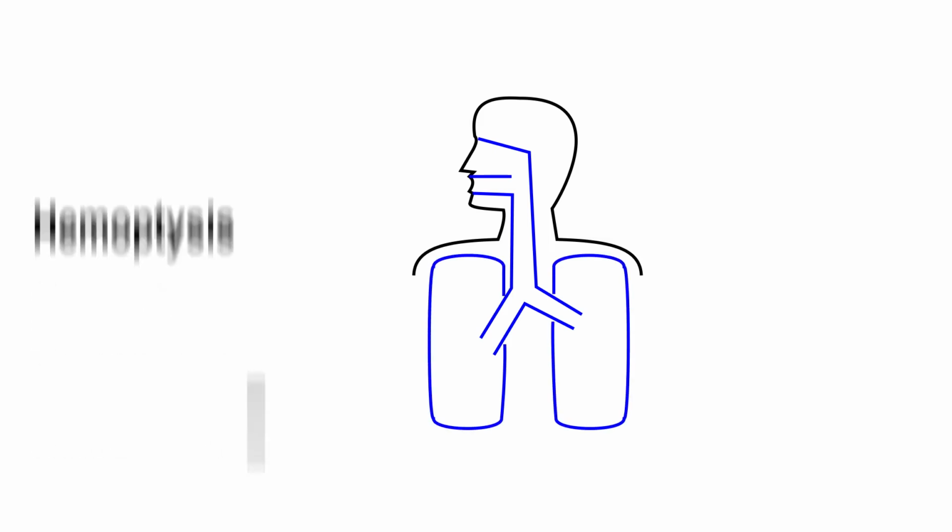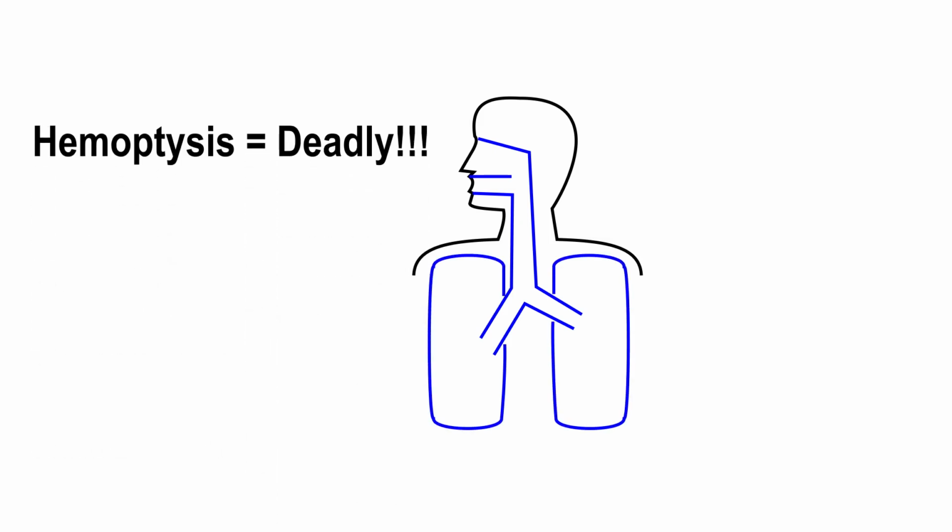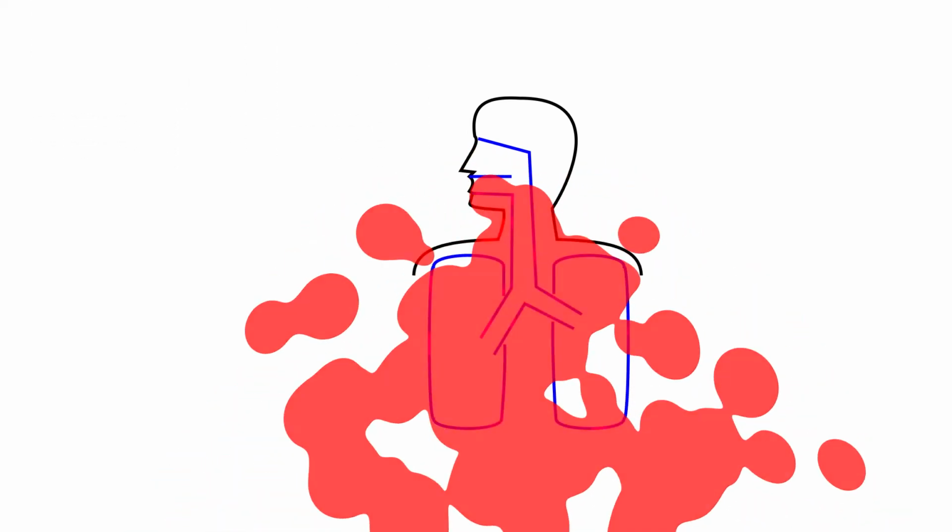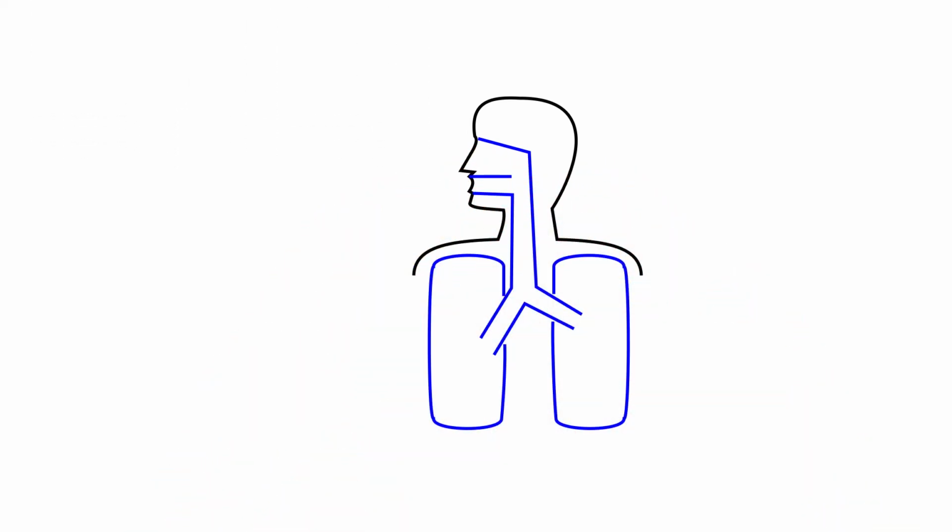Why do we care about hemoptysis? Why does it worry us? That's right, because it kills people. But how do people die from hemoptysis? Good thought, but it's actually not from bleeding out. Believe it or not, it's from asphyxiation.